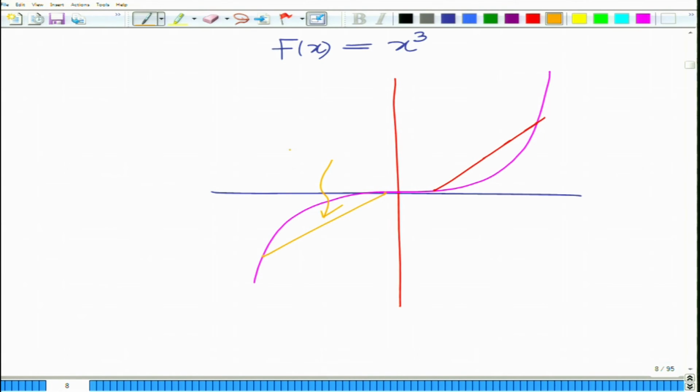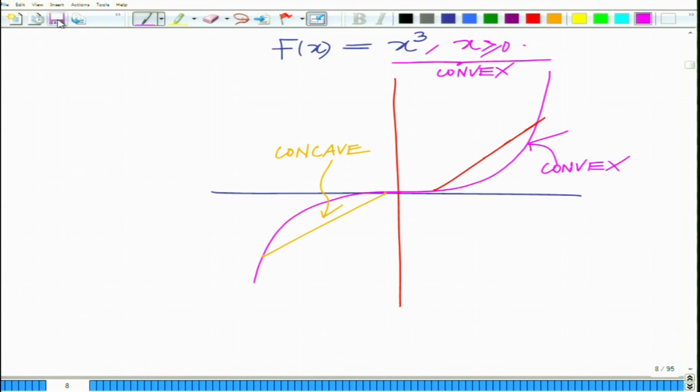So, for x less than 0, it is concave, and for x greater than 0, it is convex. So, this is only convex for x greater than equal to 0, f of x cube. So, that is why it is important to consider the suitable domain. So, f of x equal to x cube for x greater than equal to 0 is convex, and in this region x less than equal to 0, it is concave.